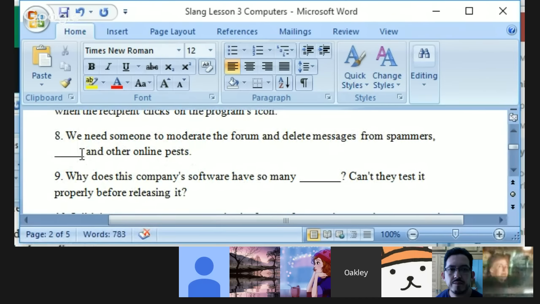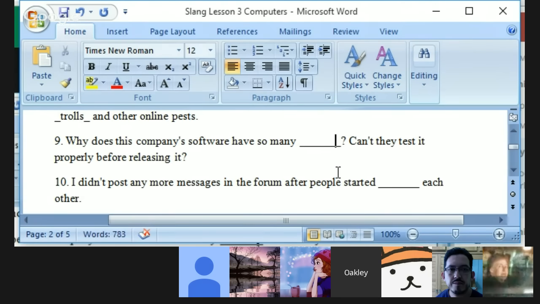Number 8, Dima. We need someone to moderate the forum and delete the messages from spammers, trolls, and other online pests. Online pests. Yeah, I like that. That's new to me, but I'm going to use it because I like it.